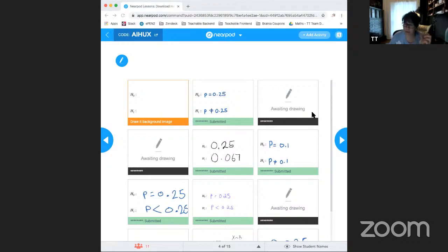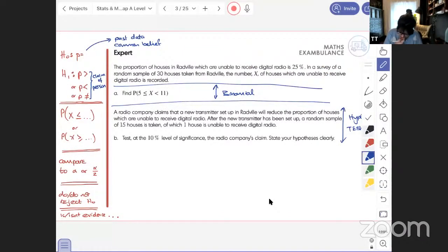Sometimes it isn't obvious what the P is, the original P, the thing that people think it is. In this case, it's because it says the proportion of houses unable to receive radio is 25%. That's stated as fact, that's what people believe. So that means that H naught is that P equals 0.25. Okay, what about the claim? So who's claiming what? The radio company is claiming that this will reduce the proportion of houses, make it get smaller. They're making a very specific claim that it's going to get smaller.